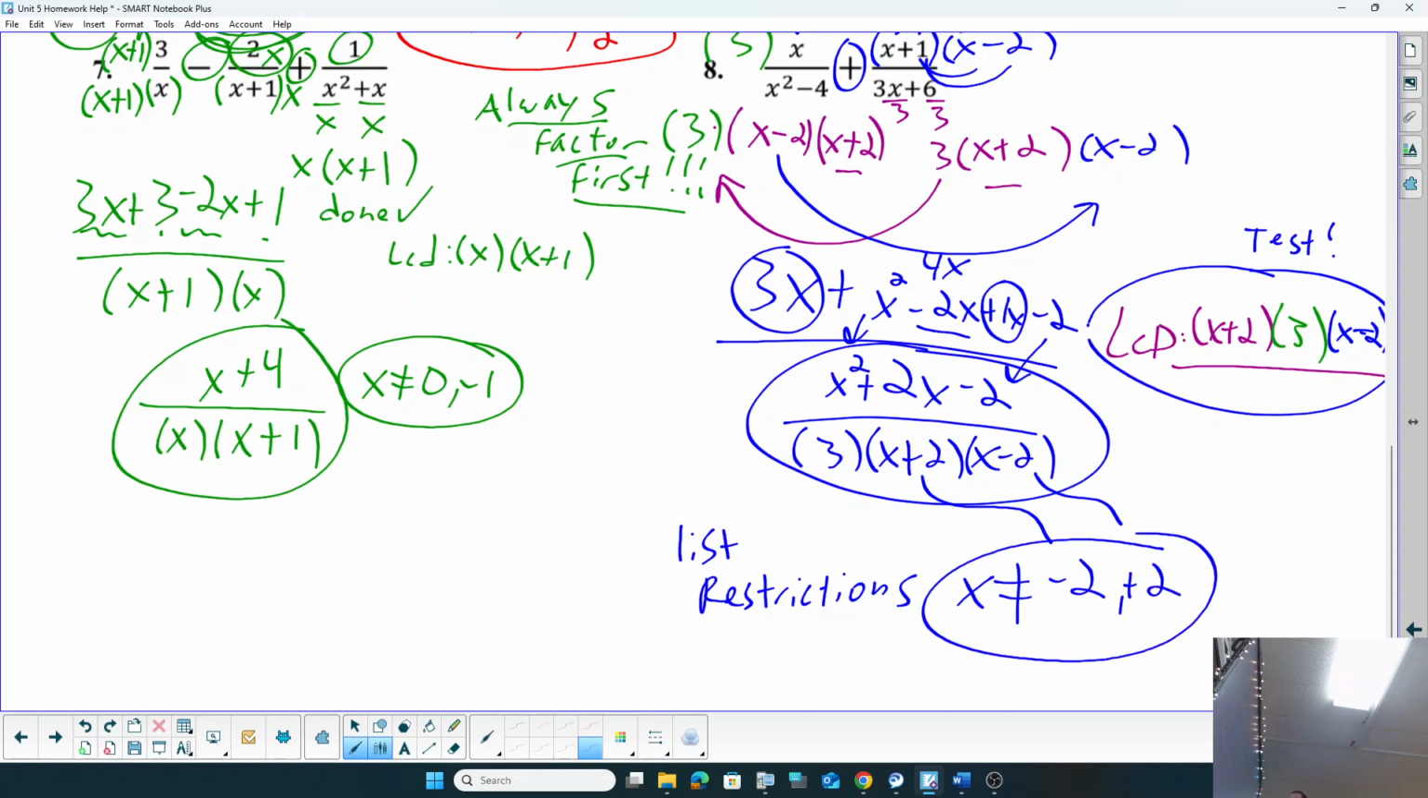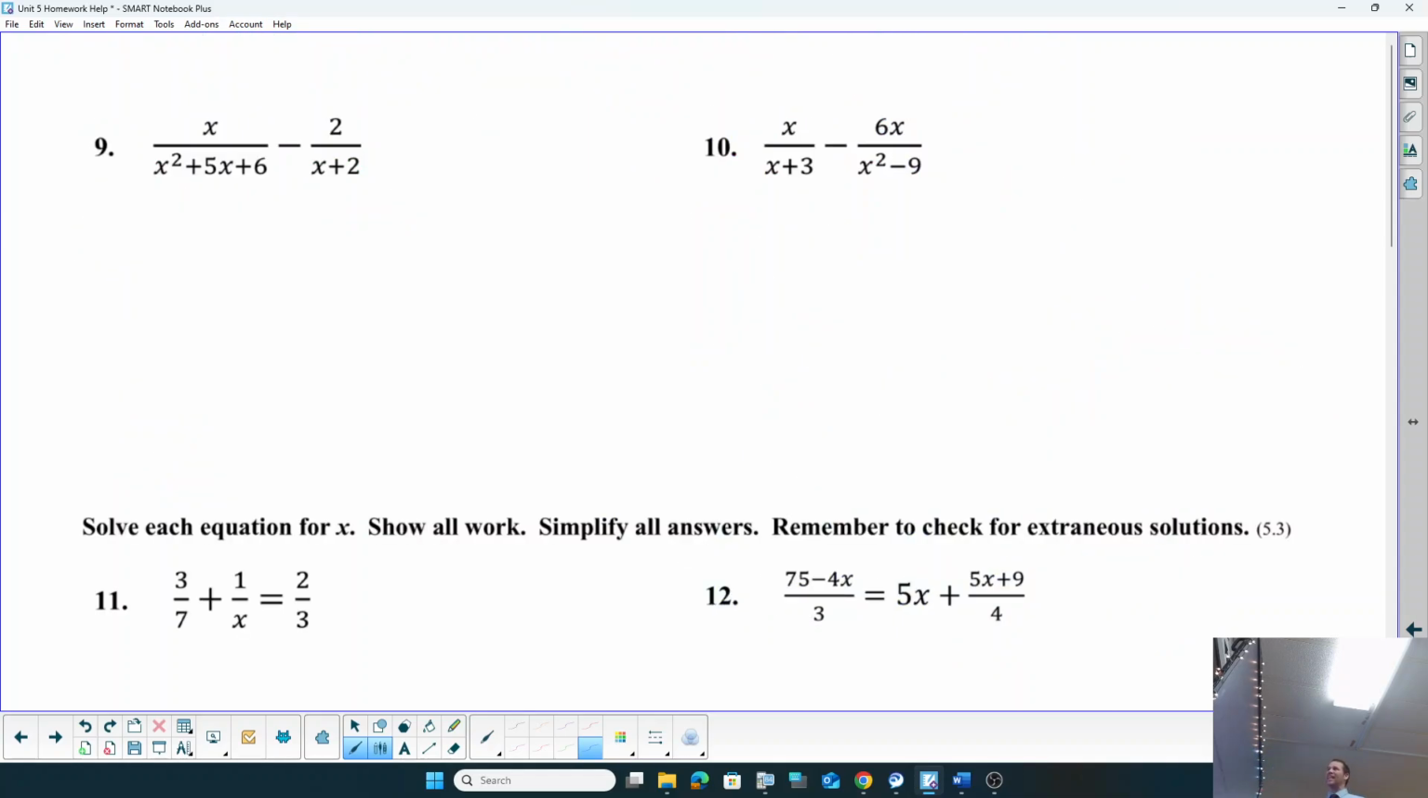What about subtraction? What's different about subtraction? Turn the page. What's different about subtraction is that you have to distribute the negative through, right? Try number 9 on your own now. Distribute the negative 2 through on the top.